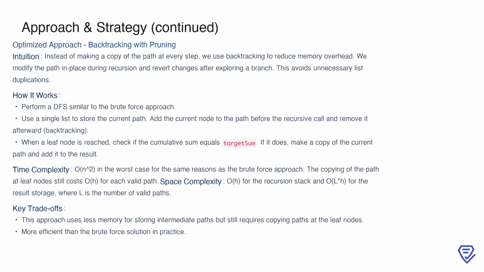At each leaf node, if the cumulative sum matches the target, we make a copy of the current path and save it as a valid solution. This method retains the same time complexity of O(n) squared due to path copying at leaf nodes, but it is more memory efficient during traversal since we use a single list for the current path.